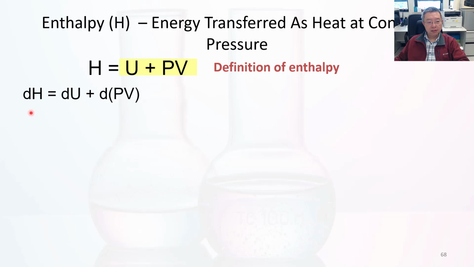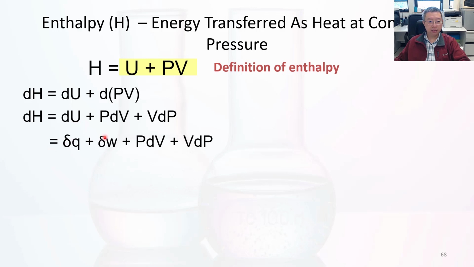In derivative form, we have dH equals dU plus d(PV). Here we're using d because these are exact differentials, and everything is a state function. So dH equals dU plus PdV plus VdP. And this dU, according to the first law of thermodynamics, equals delta q plus delta w.